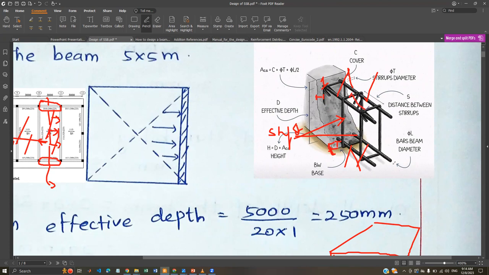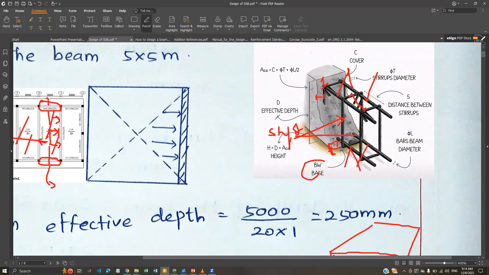And these are the spacings that we are mentioning, or in other words, the shear link spacing. So these are the terms that we will be using, and this is just a graphical representation. These are the total depth and effective depth concepts, which you know already. And this is the b_w, or the base, which we can also refer to as the width of the beam.